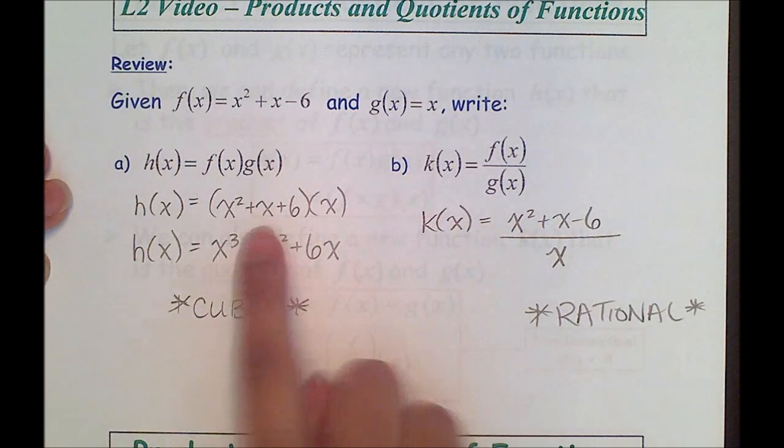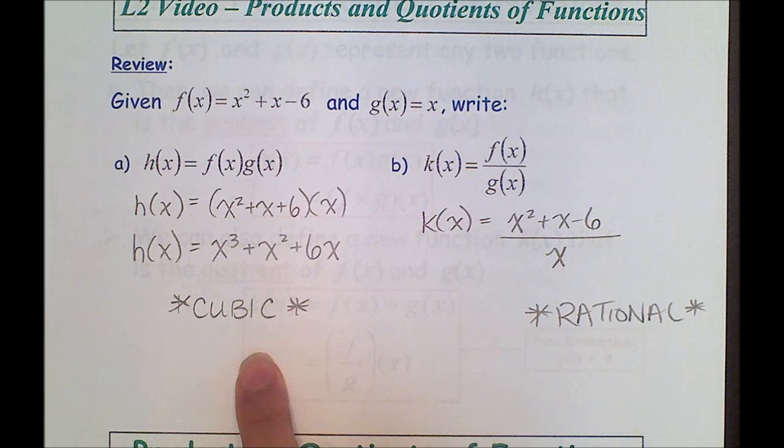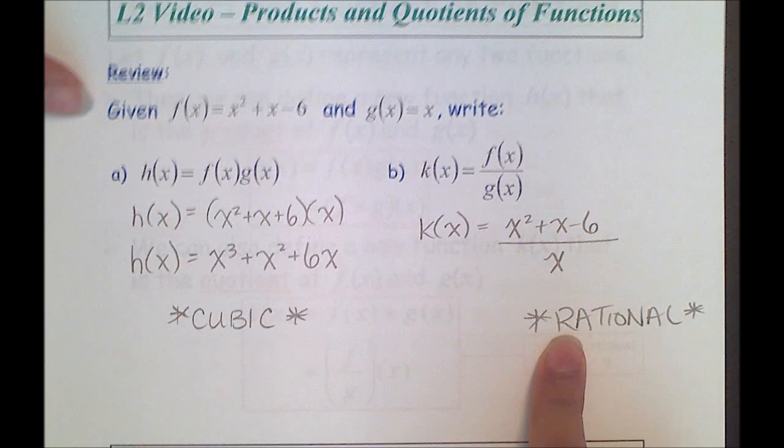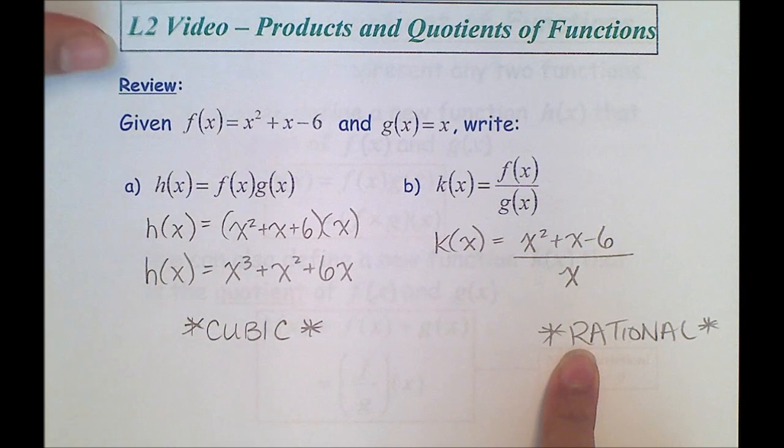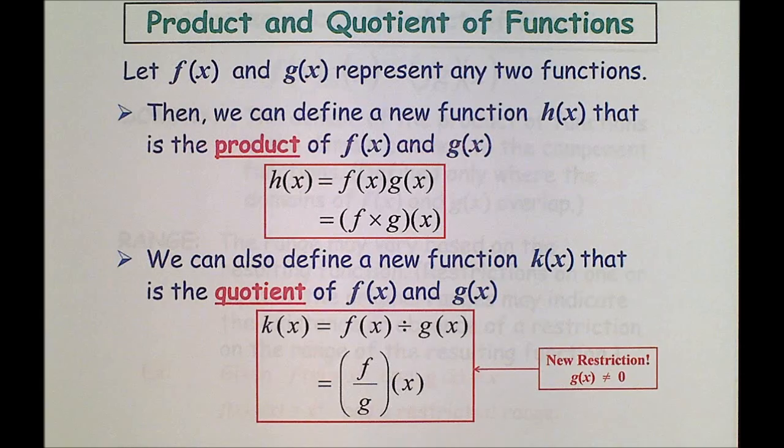Okay, so like I said earlier, we started off with a quadratic and a linear, and then it ended up being a cubic when you look at the product of them, or if you look at the quotient, it ends up being a rational. So it's a little bit harder to tell what the behavior of the function will look like when you are multiplying or dividing them. So the product and quotient of functions.